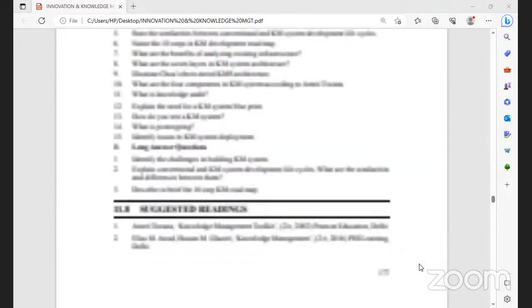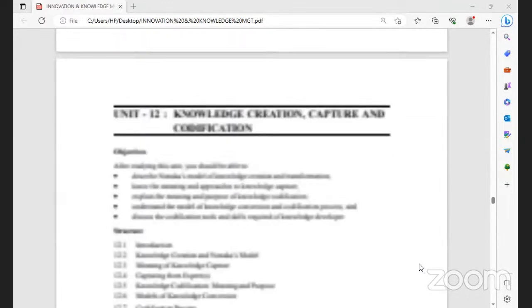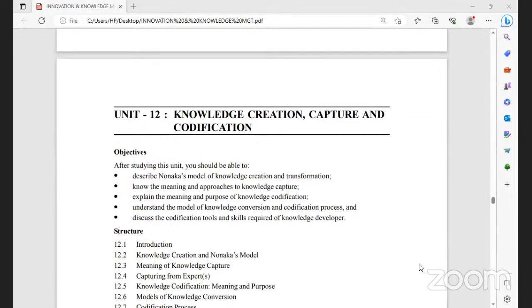Next topic in our syllabus is knowledge creation, capture, and codification. Creating knowledge is also a very important task. Sometimes a difficult task also.